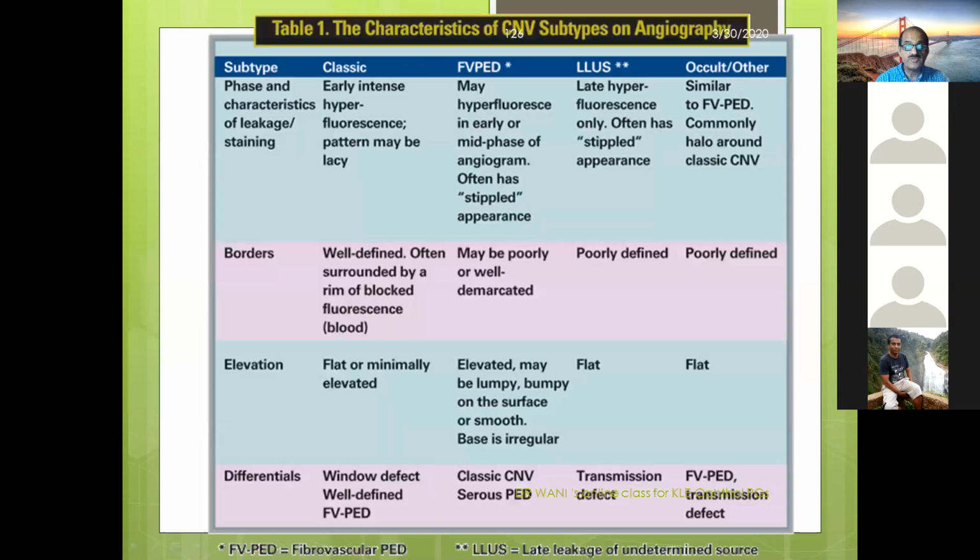Okay, so this chart actually just summarizes them. I'll upload this on YouTube.